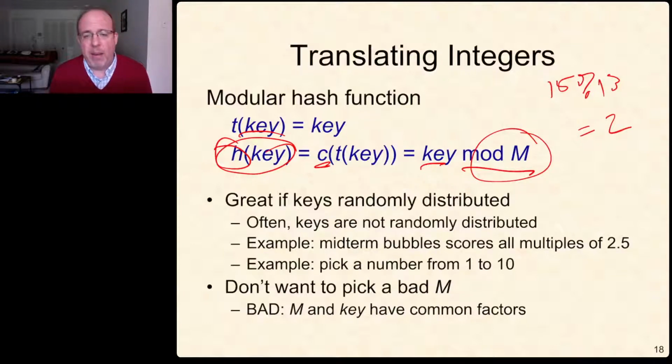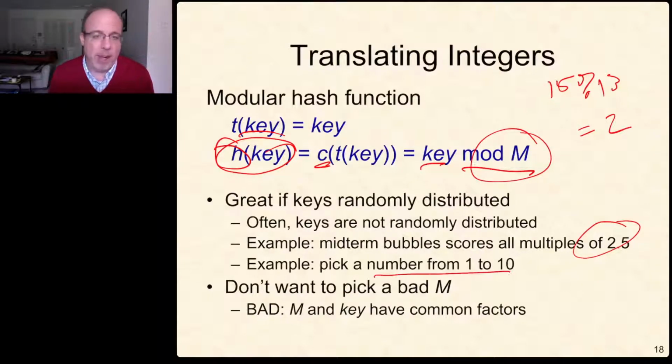So keys are often not randomly distributed. For example, in the midterm, for the multiple choice section, all of the scores are multiples of 2.5 because every question is worth 2.5 points, and it's either right or it's wrong. There's no partial credit on the multiple choice bits. So that's an example of where things just aren't very random.